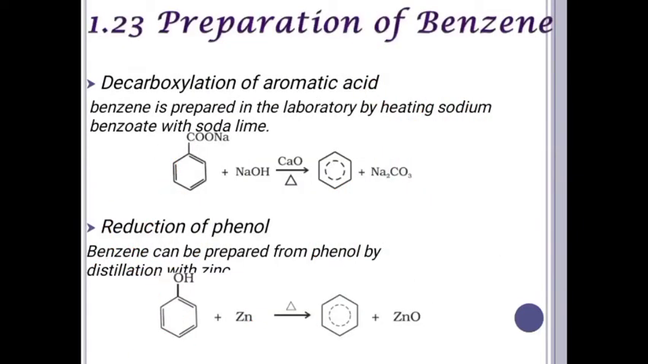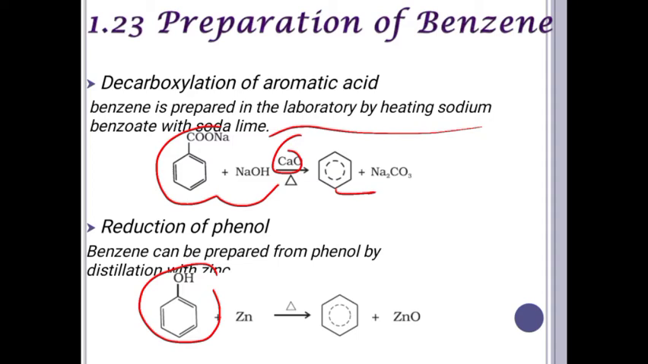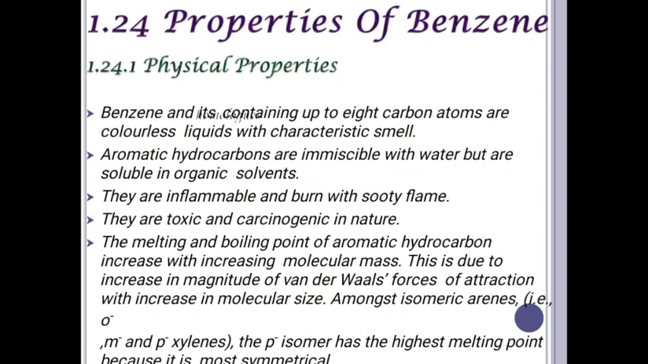Preparation of benzene. First method is decarboxylation of aromatic acid. It's a laboratory method. That is heating sodium benzoate with sodium hydroxide in the presence of calcium oxide, we will get benzene. Next, reduction of phenol. We know phenol is the compound which contains a benzene ring with OH. It is distilled with zinc. We will get benzene.